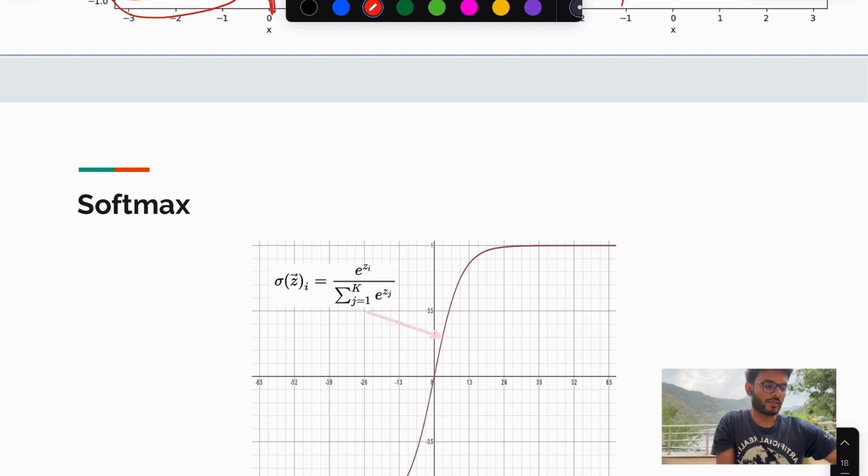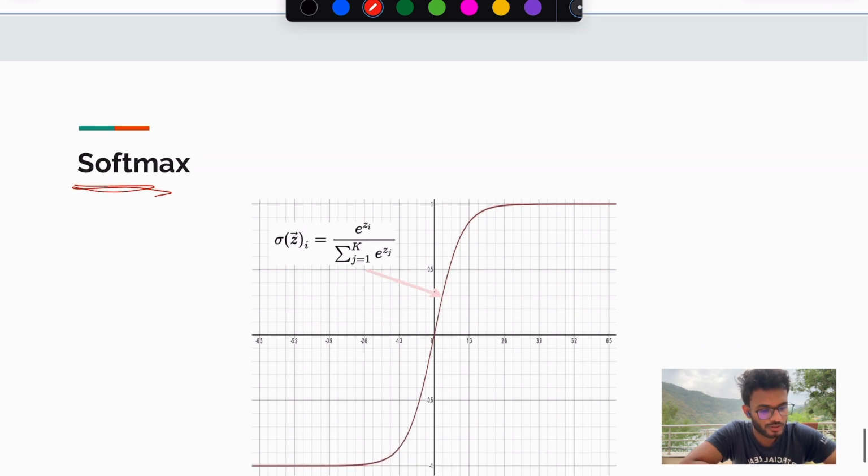Now the last activation function, which is very popular, is softmax. We discussed its uses in the cross attention and self attention video. Now softmax is pretty simple. It basically squashes your outputs into a probability distribution from 0 to 1. So this will be 1, then this will be 0.